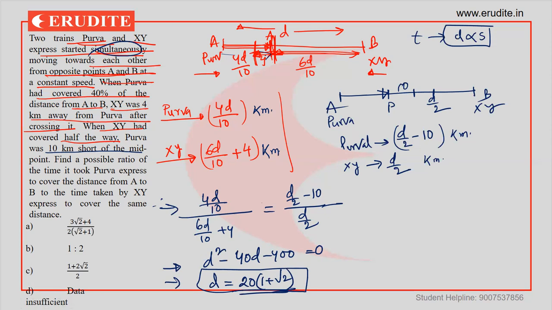What do I have to find here? Find the possible ratio of the time it took Purva Express to cover the distance from A to B. That means I have to find the ratio of their time for both of them to cover the full distance, right? So ratio of time will be what? Find the ratio of time.